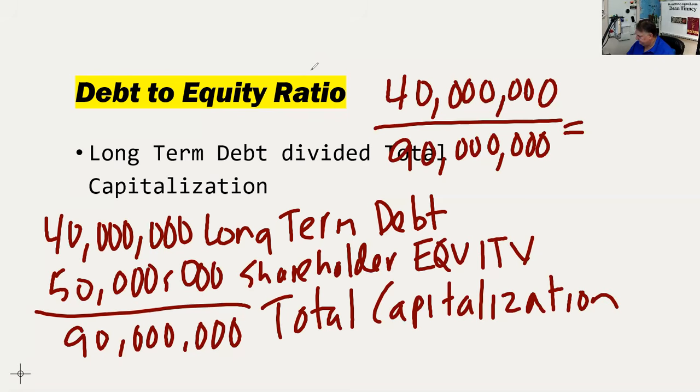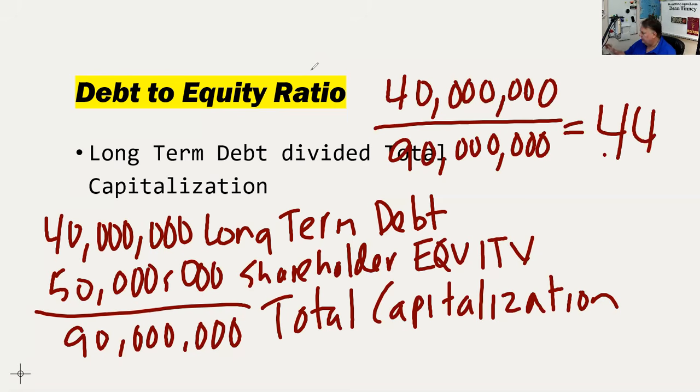40 million divided by 90 million. So that means 44 cents of every dollar does not belong to the shareholders. 44 cents belongs to our bondholders.